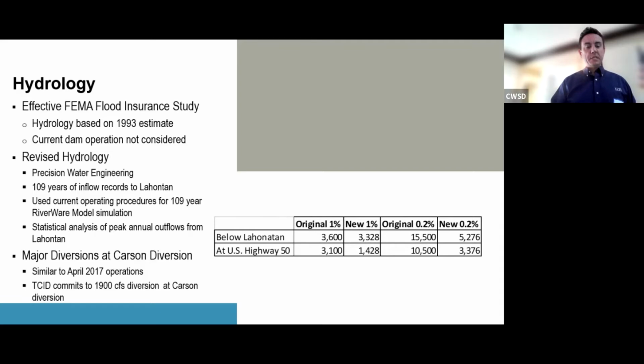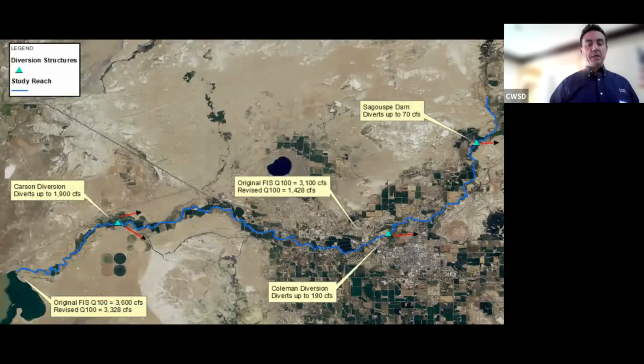TCID was able to release 1,900 CFS in 2017. And that was part of, I don't know if you've heard of the Big Dig project, where they diverted flow out of the Carson River and into the sink just south of the river. They were able to bring those flows down to a really manageable level. So this really factored into our study and the mapping, as you'll see.